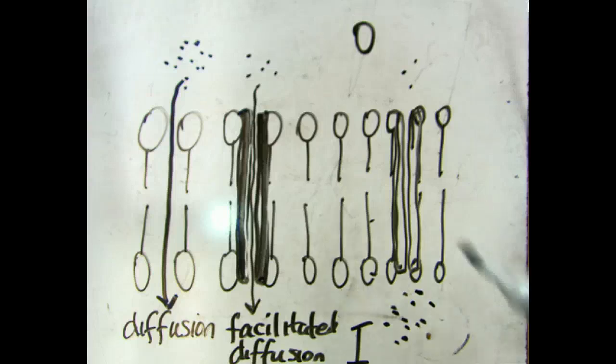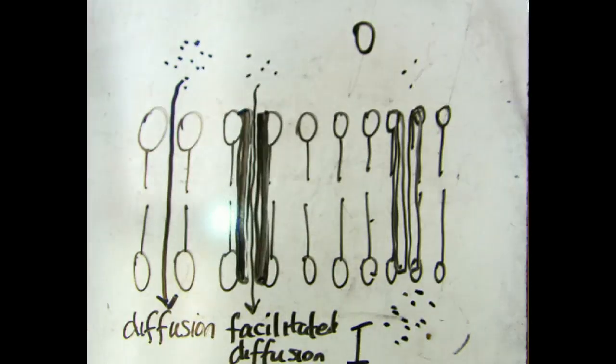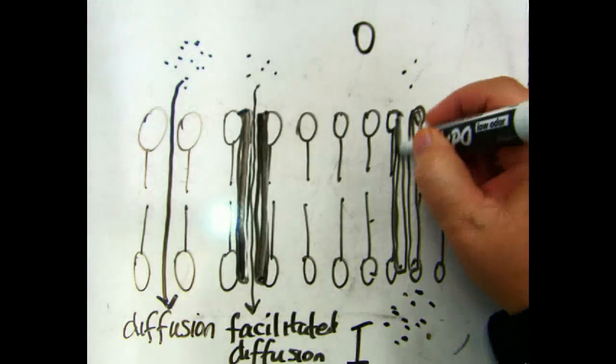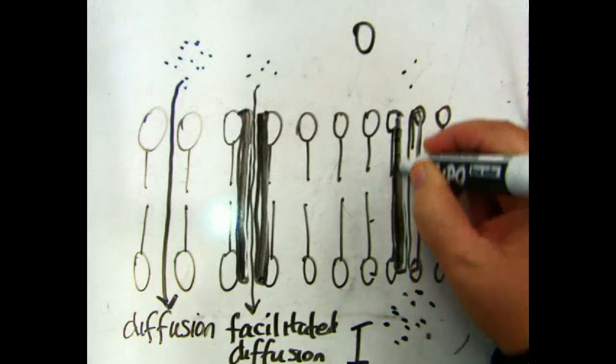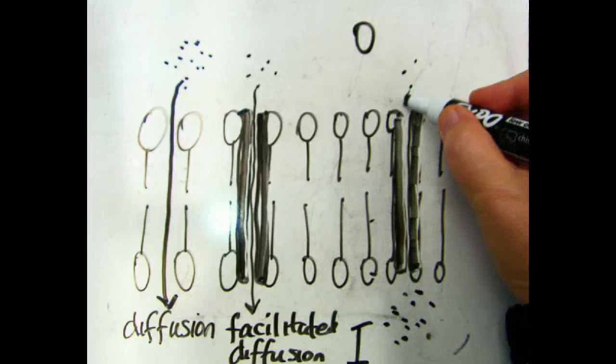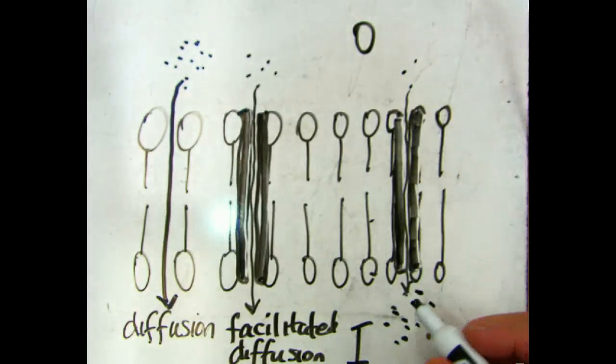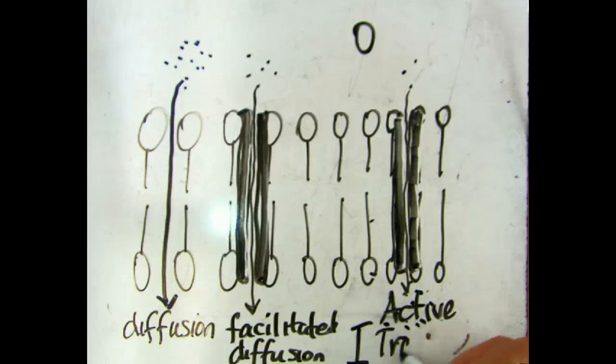And in this case, when something moves from a low concentration to a high concentration, we have to actively transport it because it can't diffuse. Because remember, diffusion is when something goes from a high concentration to a low concentration. And we are going from a low concentration to a high concentration through a channel. Okay? So we call this active transport.